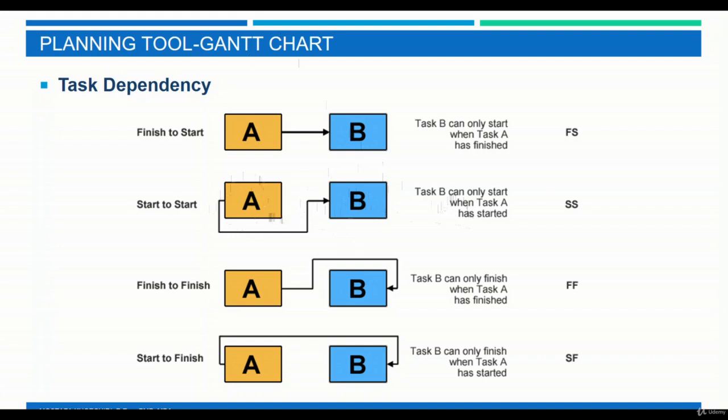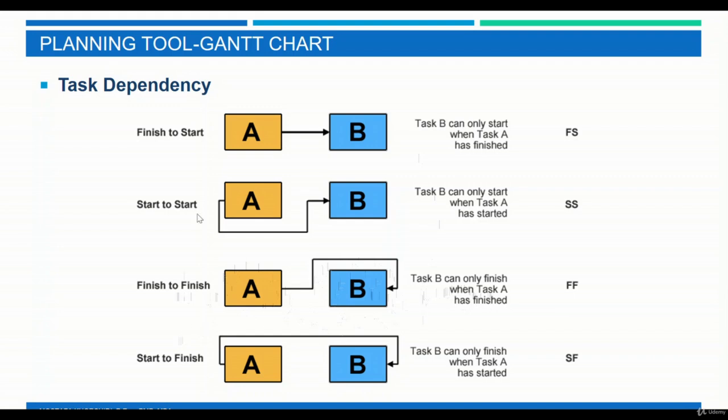The next one is finish to finish, where task B can only finish when task A has finished. When you're reading a book, book B can finish when you finish one of its chapters, called A. So the finish of B depends on the finish of the other task. This is an example of finish to finish.